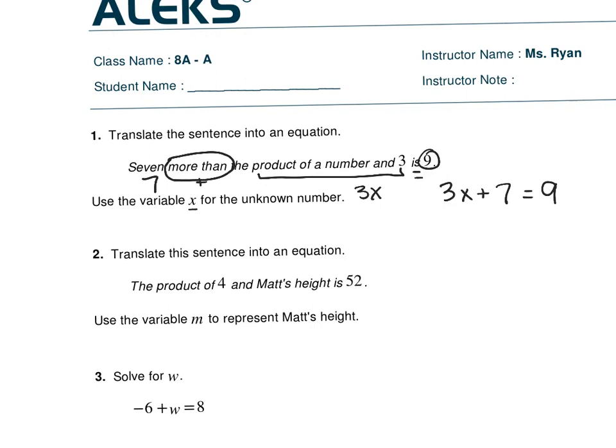Number 2 says the product of 4 and Matt's height is 52. Use the variable m to represent Matt's height. So where I see Matt's height, I'm going to put m. I know product is multiplication, so I've got 4 times m is my equal sign, 52. So your final answer is 4m equals 52.